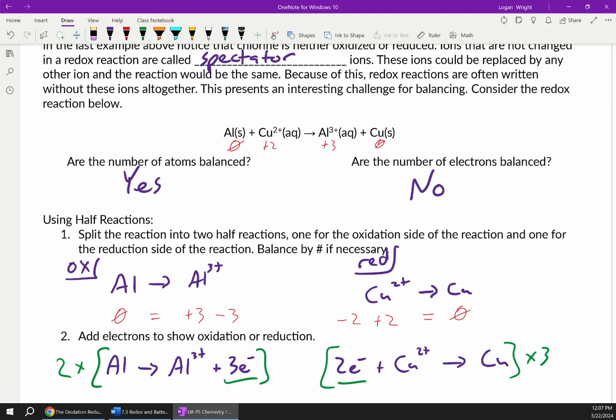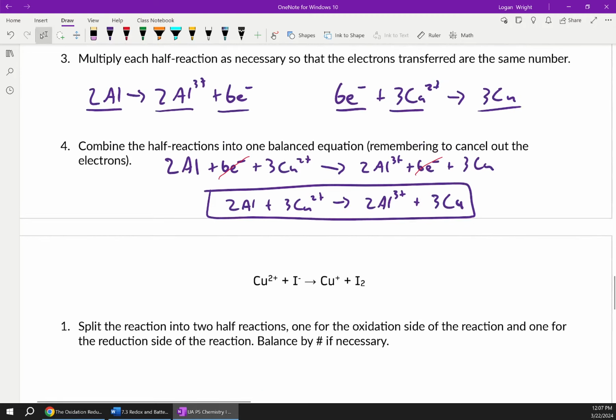And so this is the correct balance because 2 aluminums will combine with 3 copper ions to form 2 aluminum ions plus 3 coppers. But this will only happen if you have some spectator ion that you just find in the closet. It just doesn't matter what the spectator ion is. It could be chlorine, it could be carbonate, it could be sulfate, it could be iodine, it could be anything.